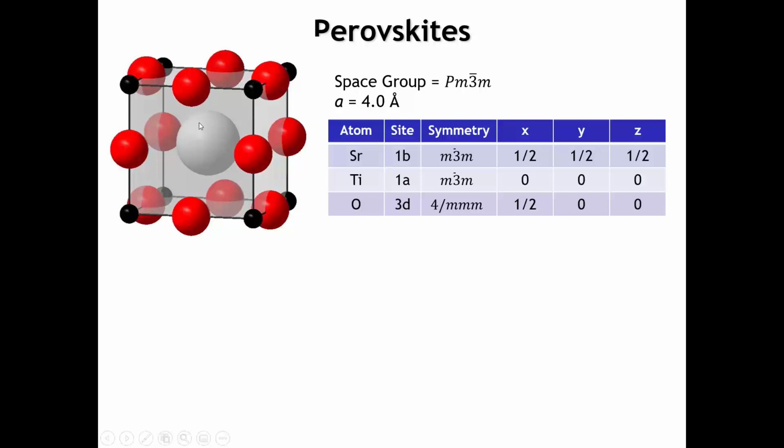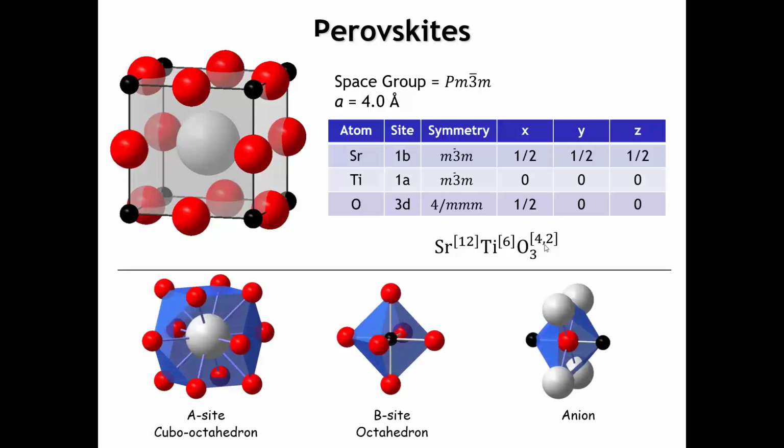And the coordination environment of the strontium is a cuboctahedron. That is to say, it has 12 nearest neighbors. That's how many edges there are for a cube. So the crystal chemical formula is strontium 12 coordinate, titanium 6 coordinate, and then the oxygen has 4 strontiums around it and 2 titaniums. Here would be another view of the coordination environments of the 3 ions in the perovskite structure.